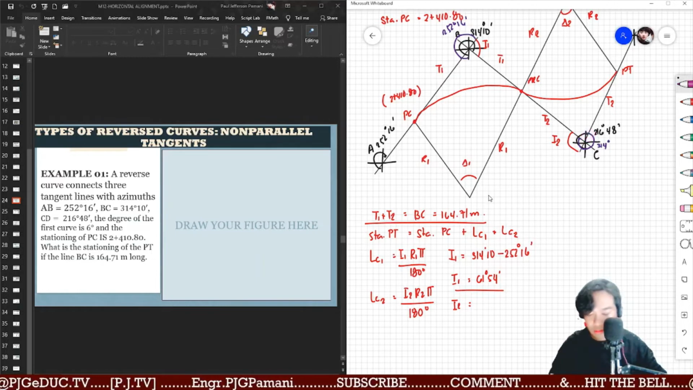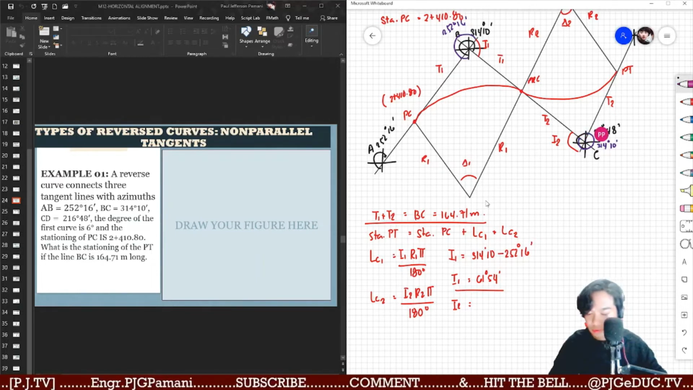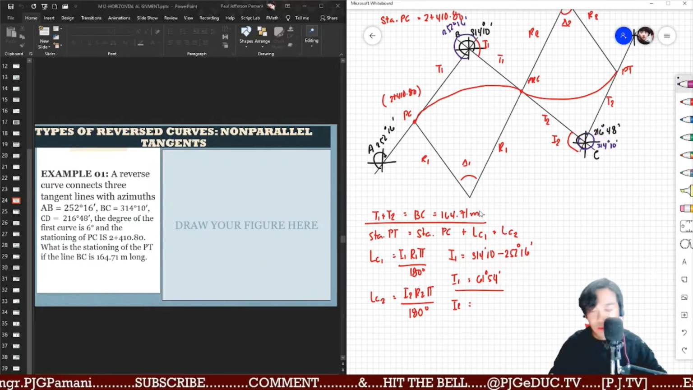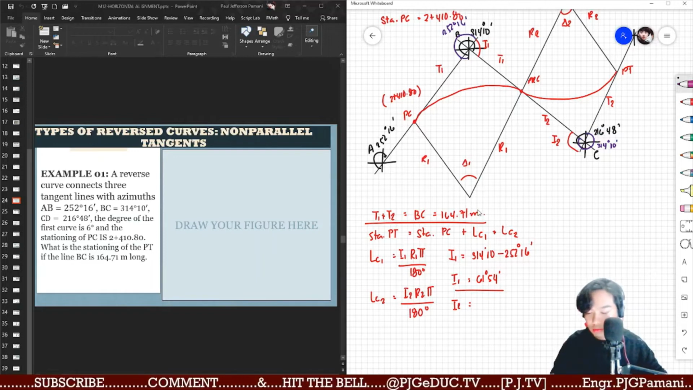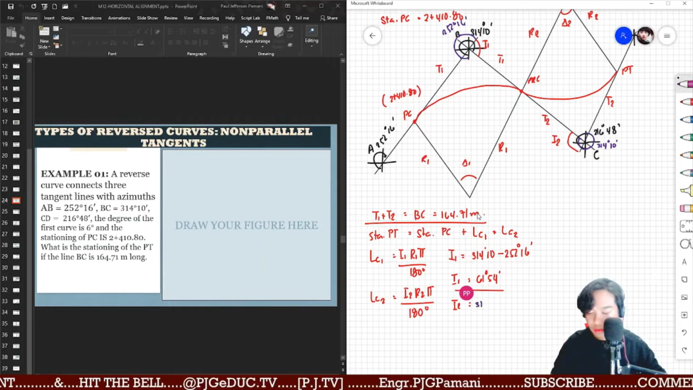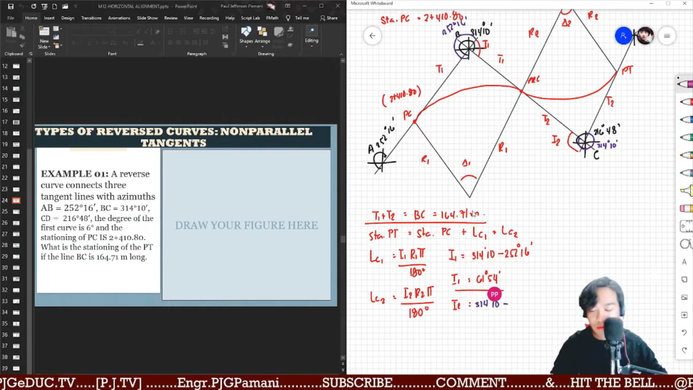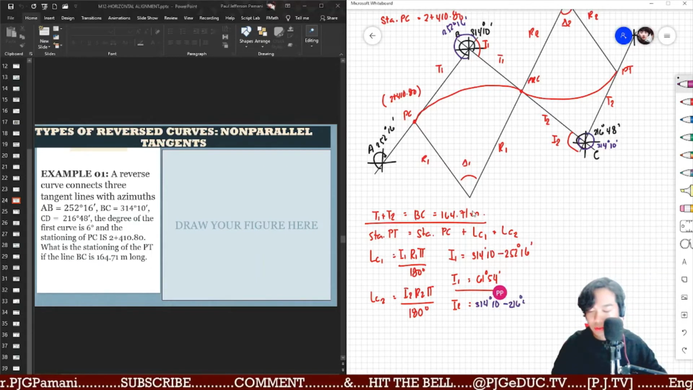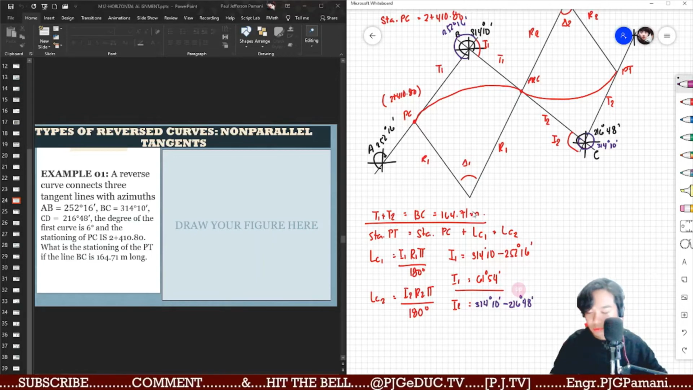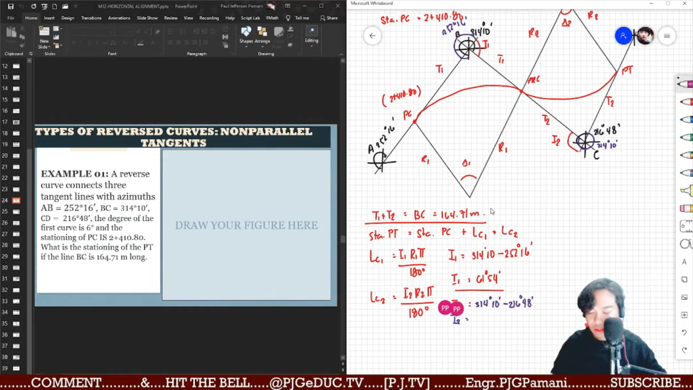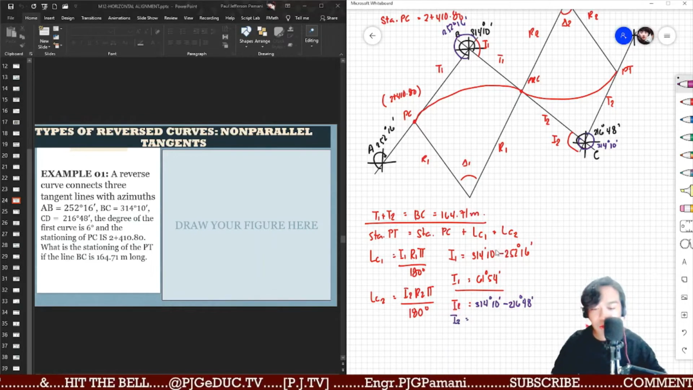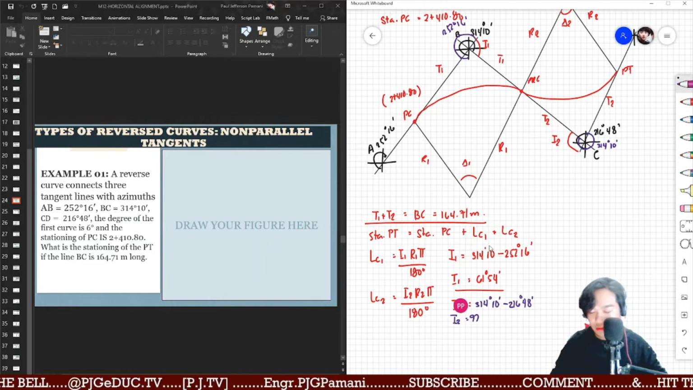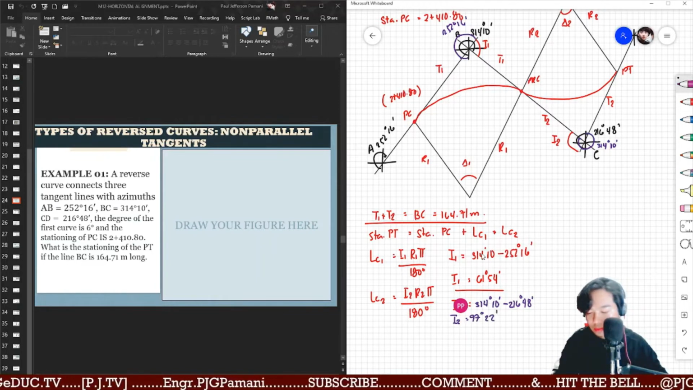314 degrees 10 minutes. Basically, I2 is 314 degrees 10 minutes minus 216 degrees 48 minutes, which gives us the angle of intersection for the second curve of 97 degrees 22 minutes.